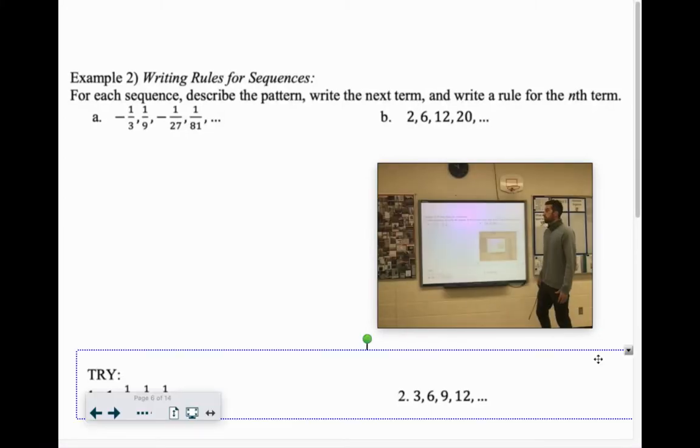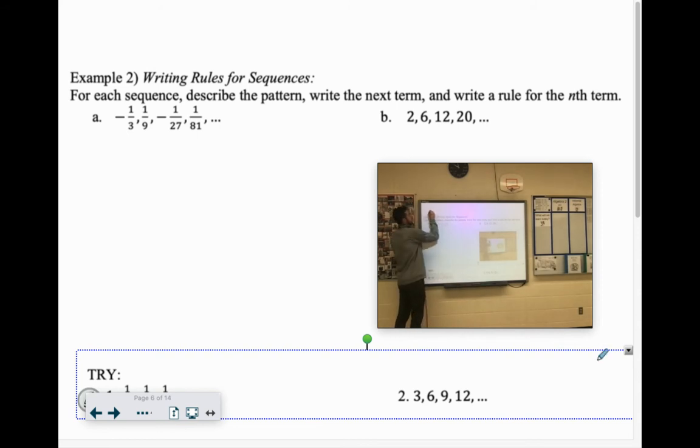have to write the rule for the sequence. So describe the pattern, figure out what's going on, write the next term, and write the rule for the nth term. So if you look at A, I see it's going negative, positive, negative, positive. They call that an alternating sequence.